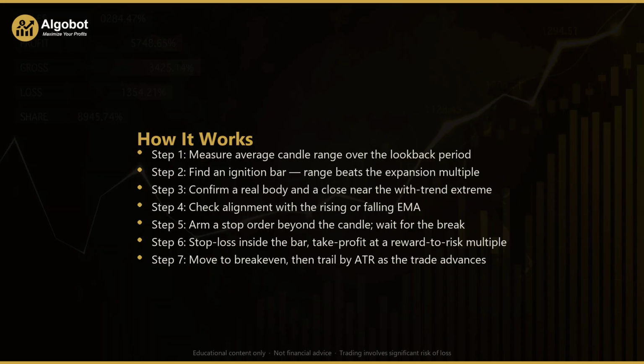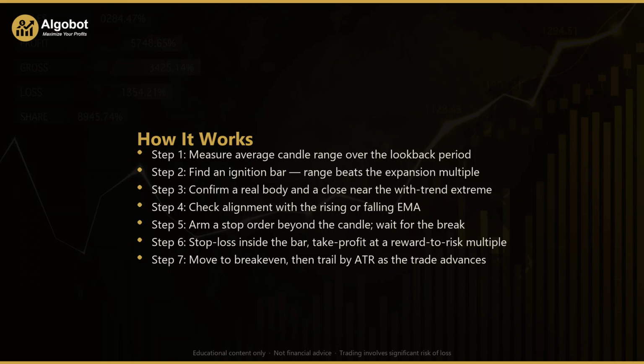Next comes the commitment test. The strategy divides the candle's body by its total range. If the body is smaller than the MinBodyFrac, which defaults to 0.55, the candle is rejected as too wick heavy. It also checks where the candle closed within its own range, using CloseLocMin. For a long setup, the close must sit in the top portion of the range, near the high. For a short setup, it must sit near the low.